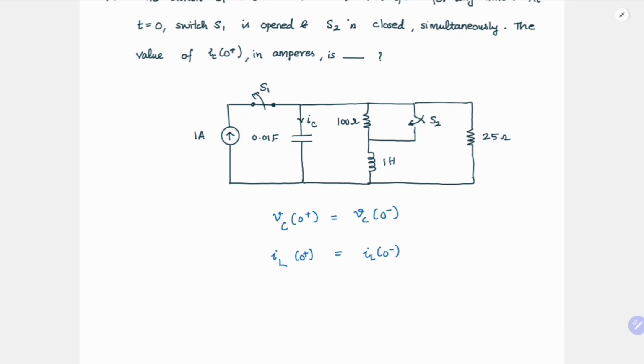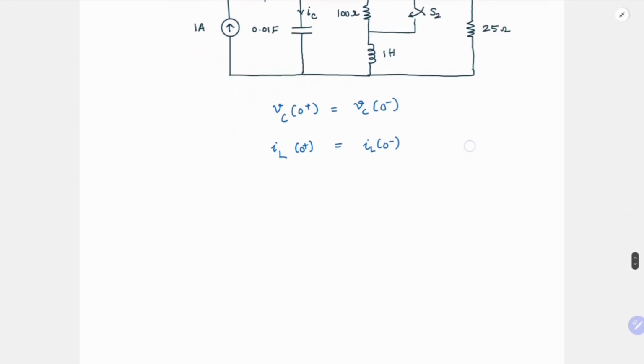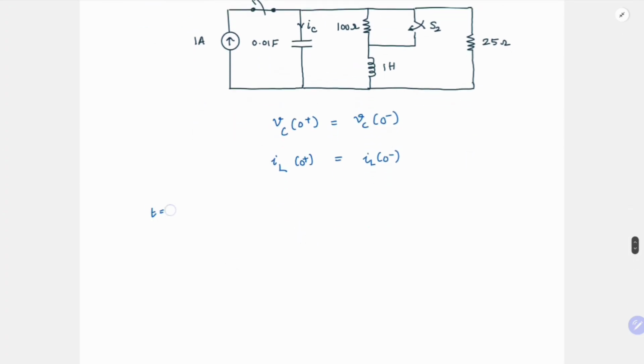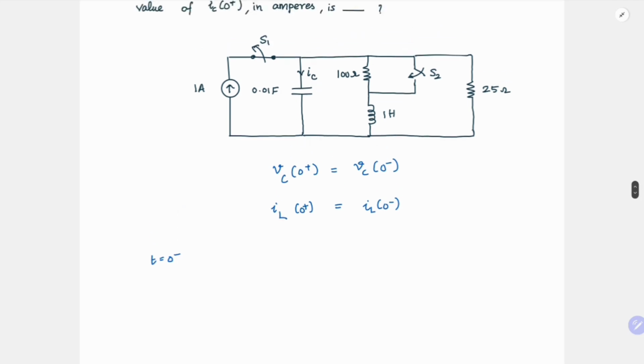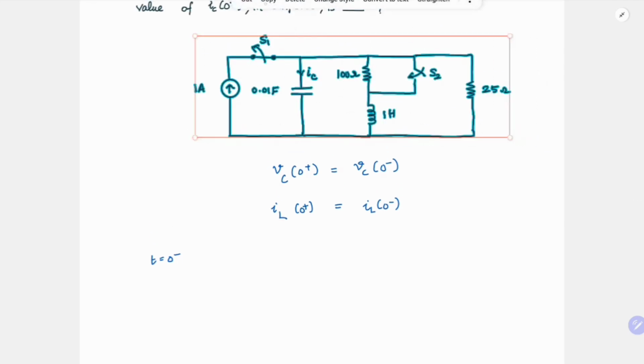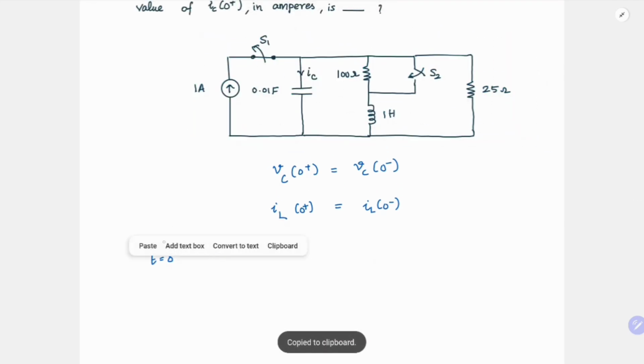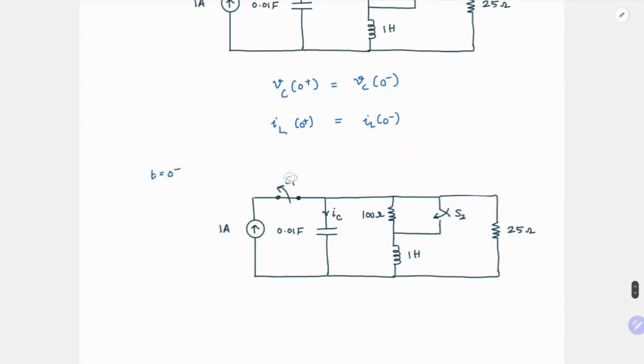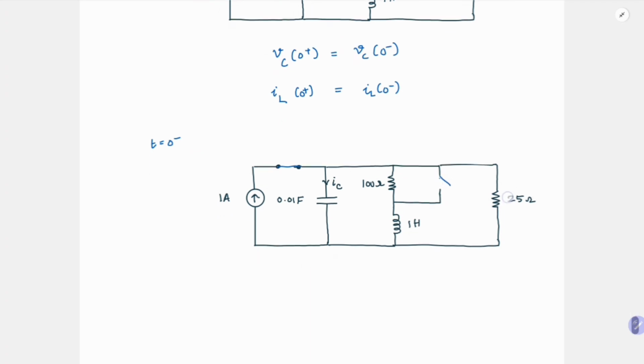So now let us take a look at the circuit. We'll first take a look at the circuit when it is t equal to 0 minus, then we'll see when it is t equal to 0 plus. So at t equal to 0 minus, your S1 is closed for a long time and S2 is open for a long time. So your S1 is closed and S2 is open.